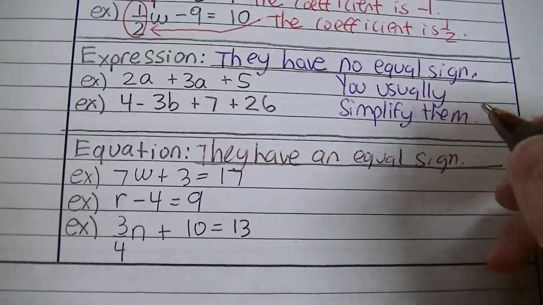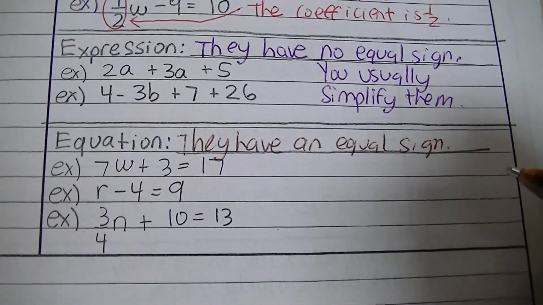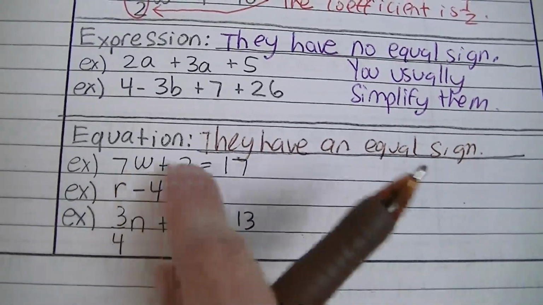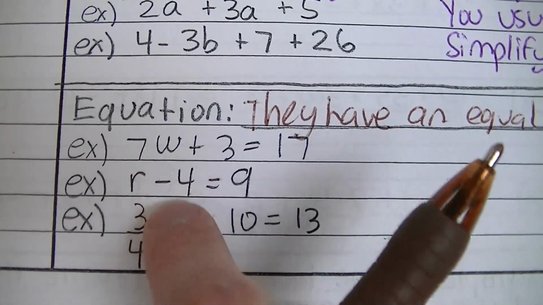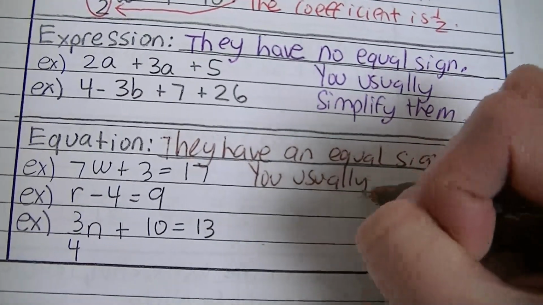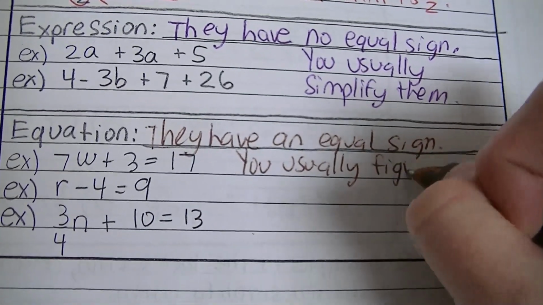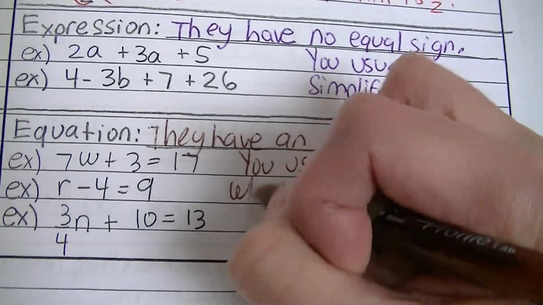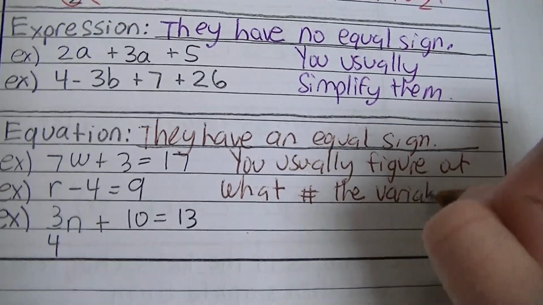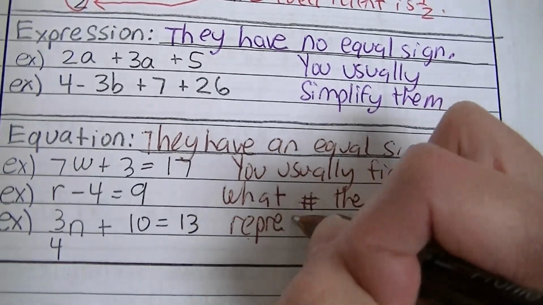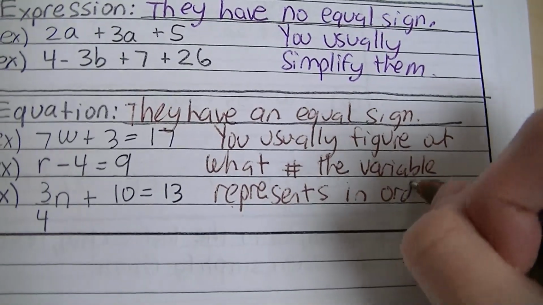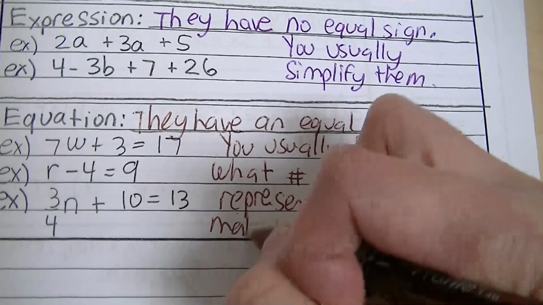And you usually have to figure out what the variable represents in order to make both sides of the equal sign equal. So in other words, with equations, you're typically going to have to solve for that unknown value. So you usually figure out what number the variable represents in order to make both sides of the equal sign equal.